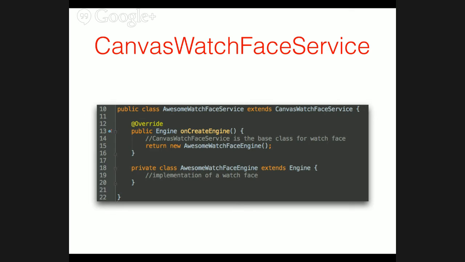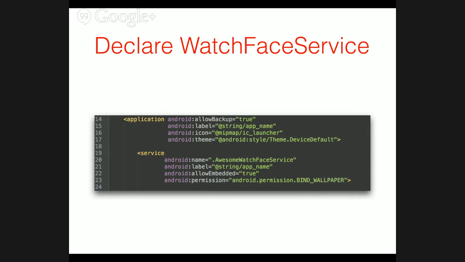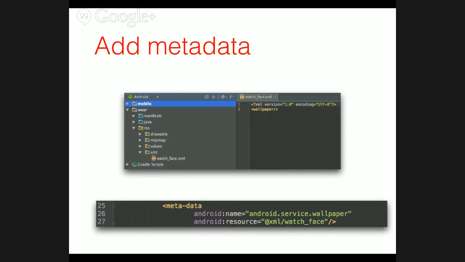But first, since this is a service, we need to declare it. We need to add the label, name, and add a permission on that. Next thing is to add some metadata. First one is a wallpaper for now, and for basic usage, you only need to add a closing wallpaper tag, and that's it.